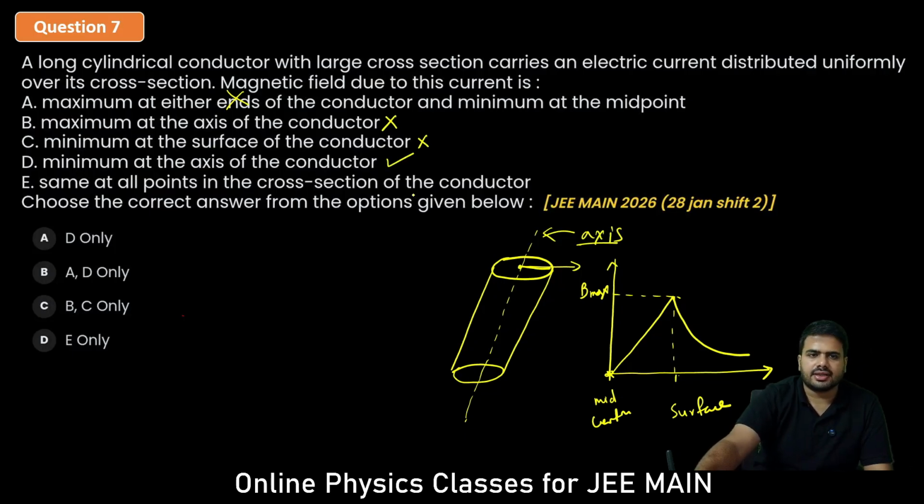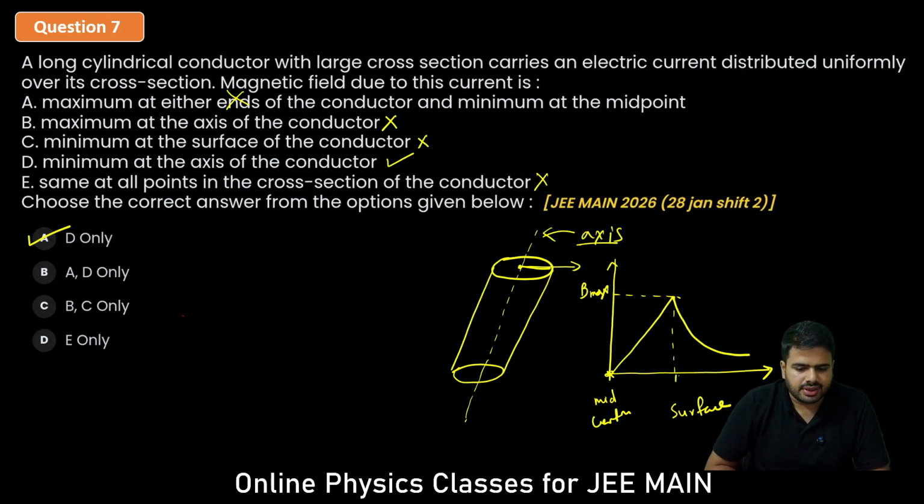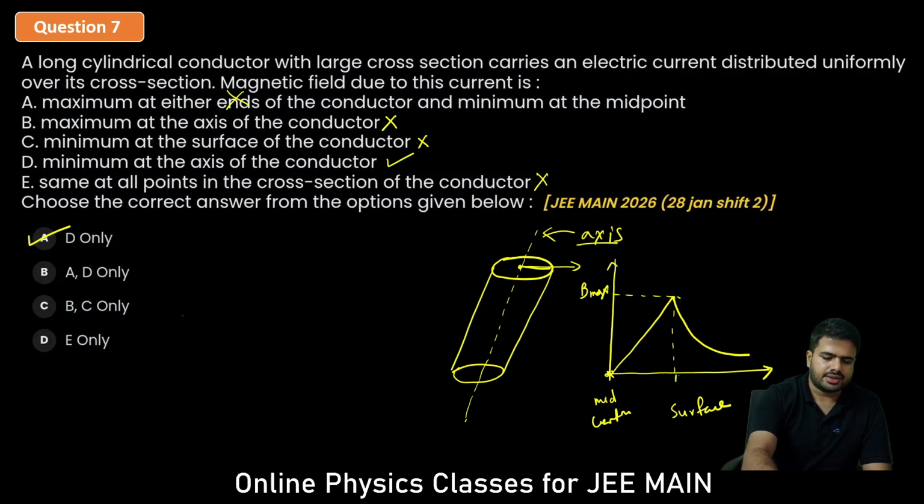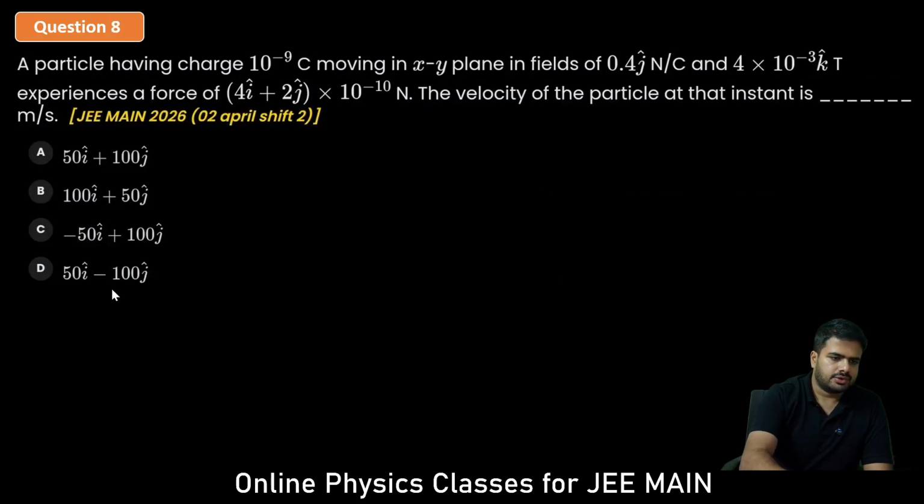So minimum at the axis of the conductor, yes, this is correct. At the axis of the conductor, the magnetic field is minimum. Same at all points of the conductor is also incorrect. Sorry, the D point is correct, which is given in option A. So option A is going to be the right answer. Okay, now let's move on to the next question.